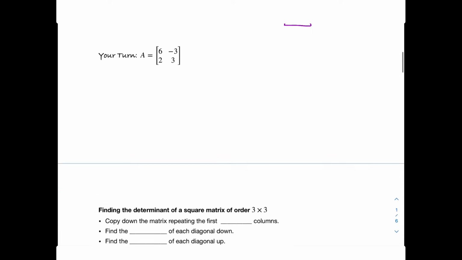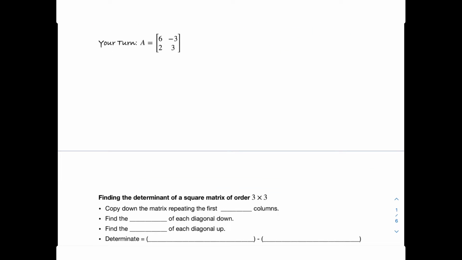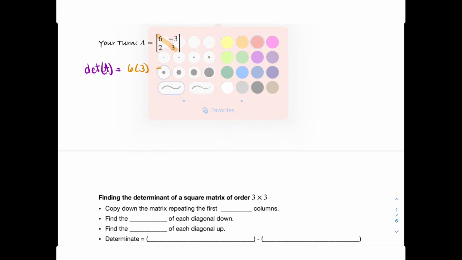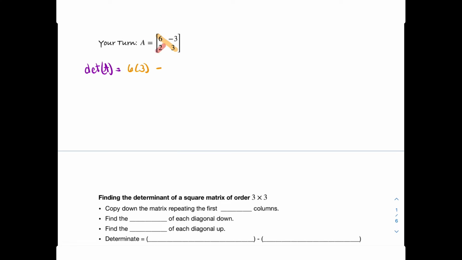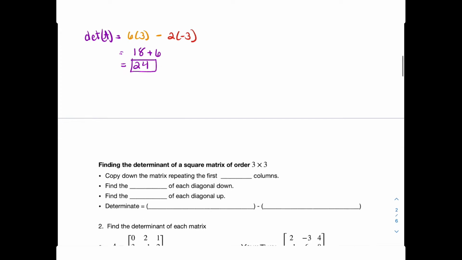Okay, I want you to find the determinant of this matrix A. So again, to find the determinant of matrix A, I take the product of the diagonal down minus the product of the diagonal up. So 6 times 3 gives us 18, minus 2 times a negative 3, which is positive 6. So that gives us 18 plus 6, which is 24.